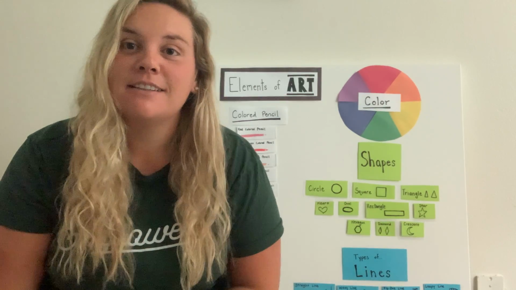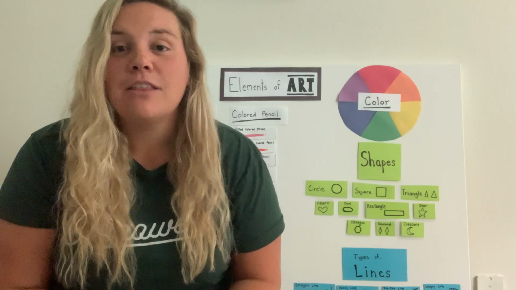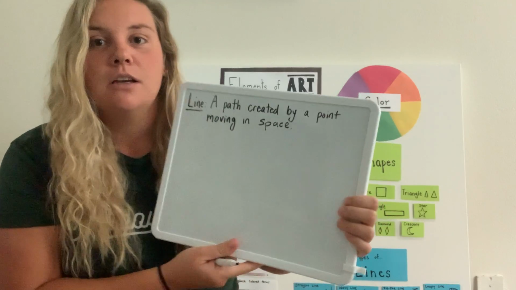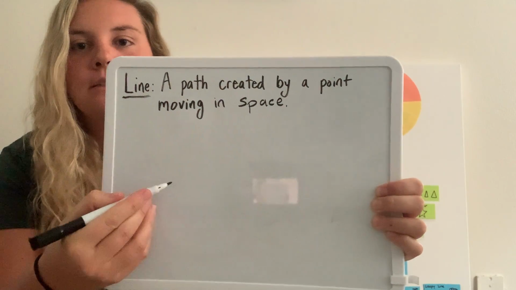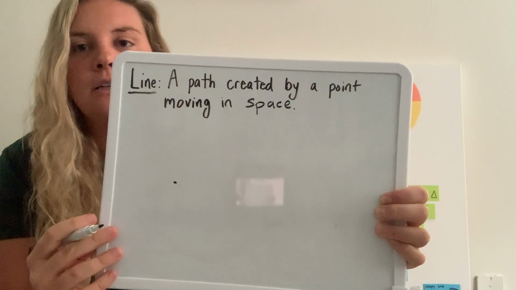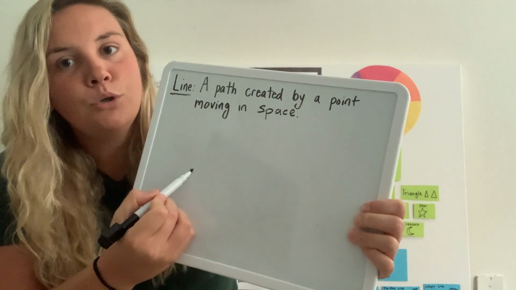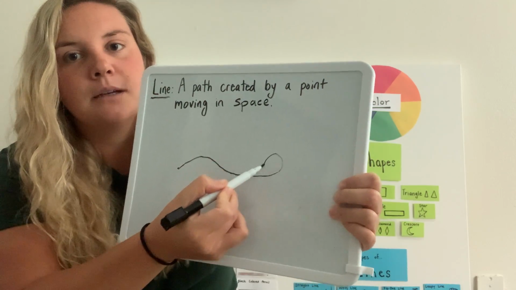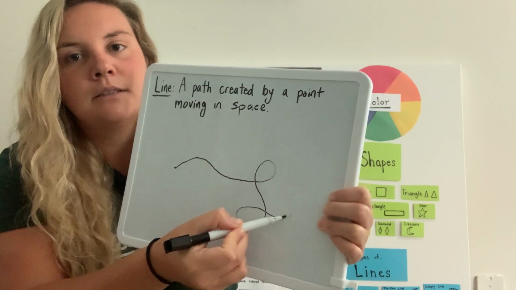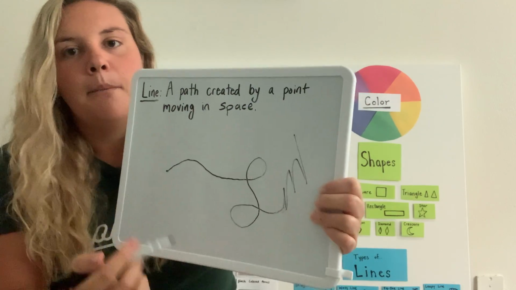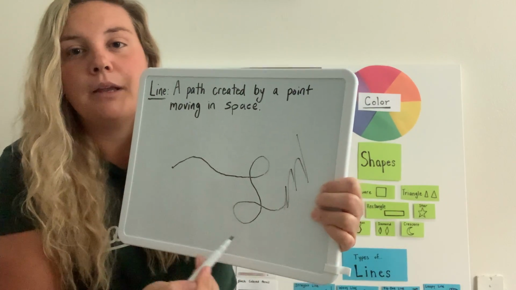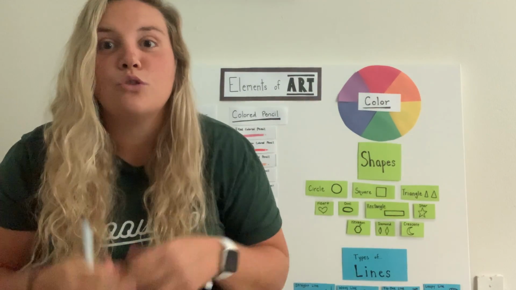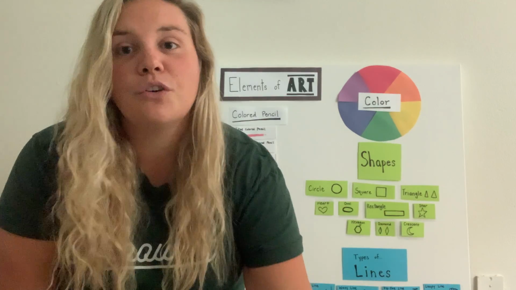Say line. Lines are a path created by a point moving in space. So let me show you what that means. If you have a point, that's just a dot. But if that dot moves in space, it creates a line. Sometimes lines can be straight, sometimes they can loop around, sometimes they might be spiky, but this is a path created by a point moving in space. That is a line.